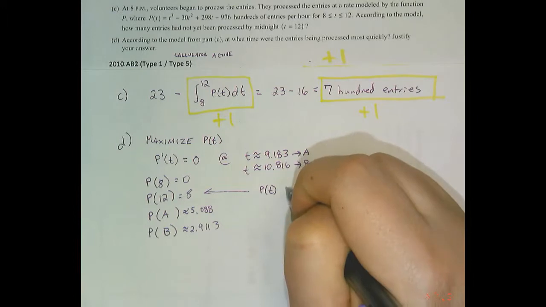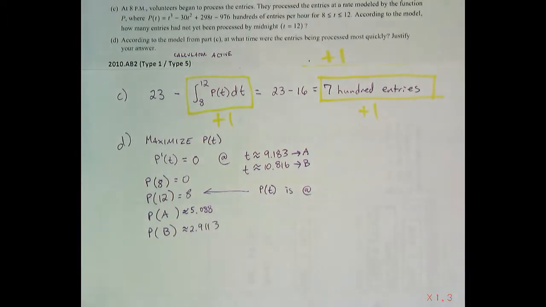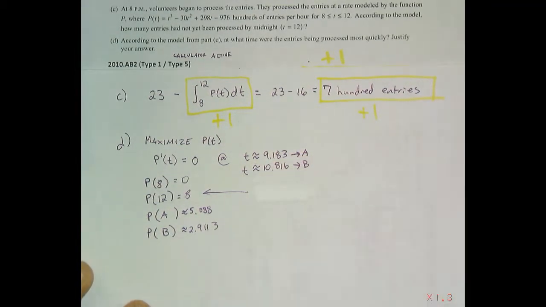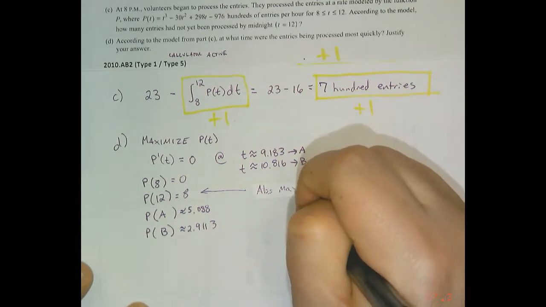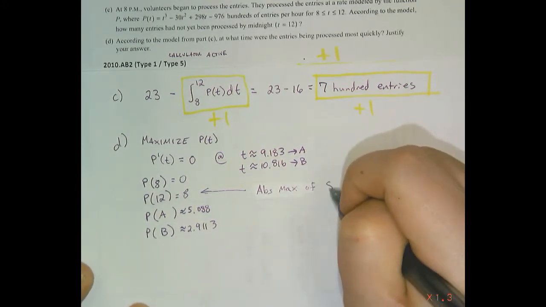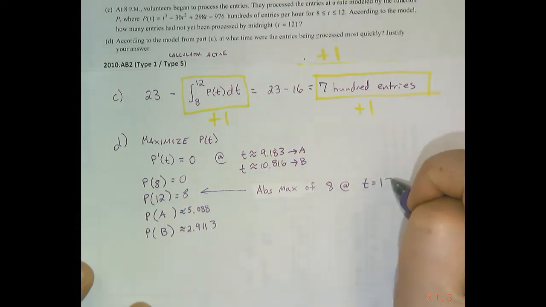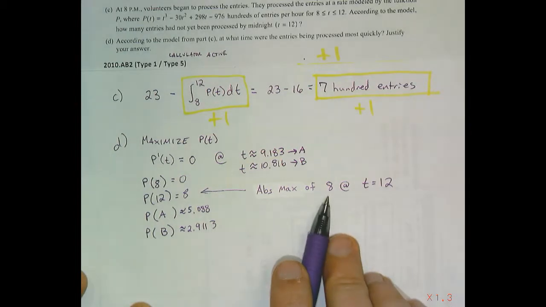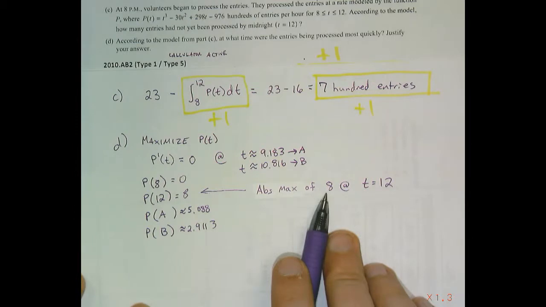P of t is at, let's write that. Let's do it this way. Absolute max of 8 at t equals 12. So entries are being processed most quickly at time 12, where we're processing 800.